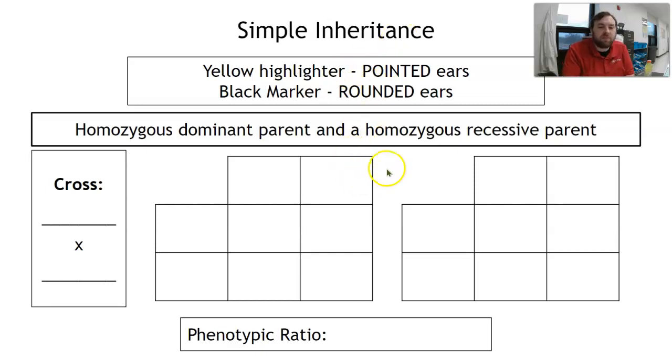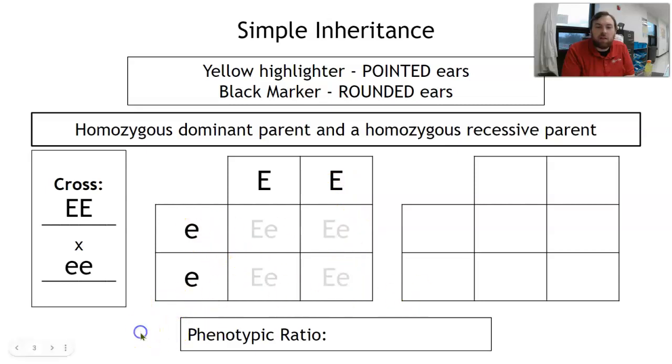Okay? Now, if we're crossing a homozygous dominant parent, we'll have a capital E as one. Homozygous recessive parent has lowercase e as the other. We put them into the Punnett square. Now that we have the Punnett square, we're going to drop all the capital E's down this column here, all the capital E's down this column, all lowercase e's. That should leave us with all heterozygotes in this particular Punnett square.